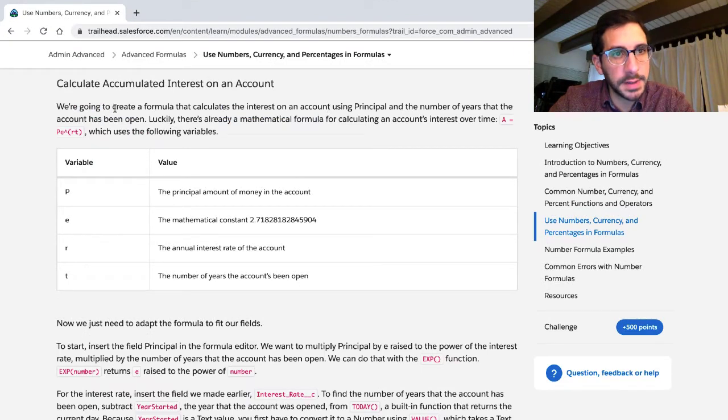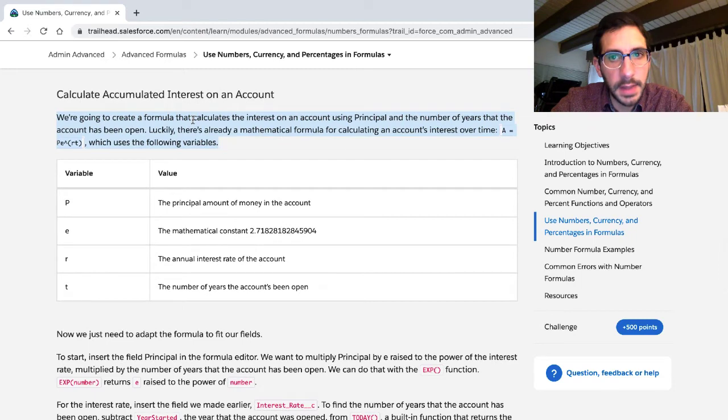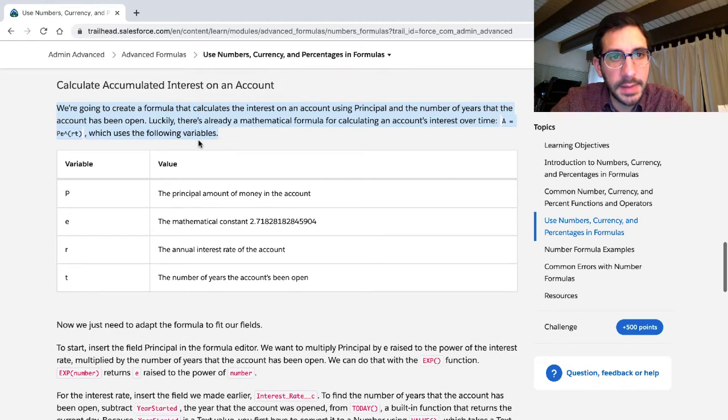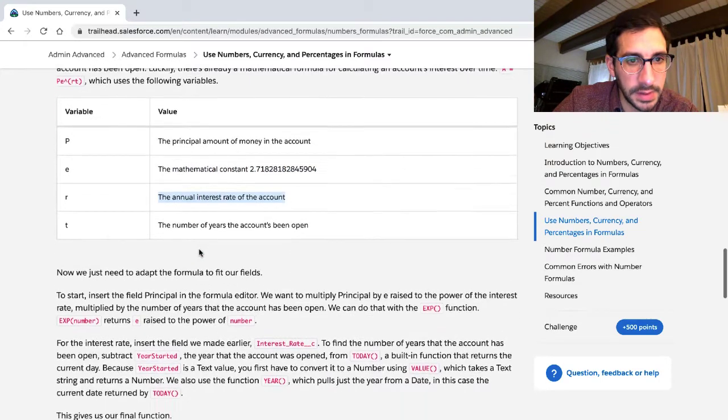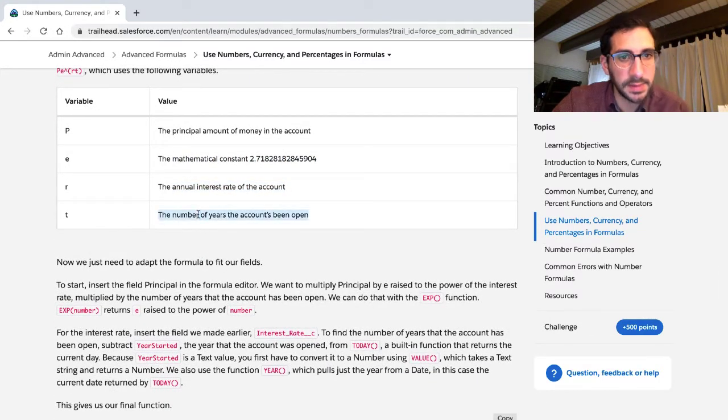Okay, picking up where I left off. Calculate accumulated interest on an account. We're going to create a formula that calculates the interest on an account using principal and the number of years that the account has been open. Luckily, there's a mathematical formula for calculating the account's interest over time. A equals P E raised to the power of RT, which uses the following variables. Variable P is the principal amount of money in the account. E, the mathematical constant of 2.71828. I'm not going to read the rest of that out loud. R, the annual interest rate of the account. And T, the number of years the account's been open.